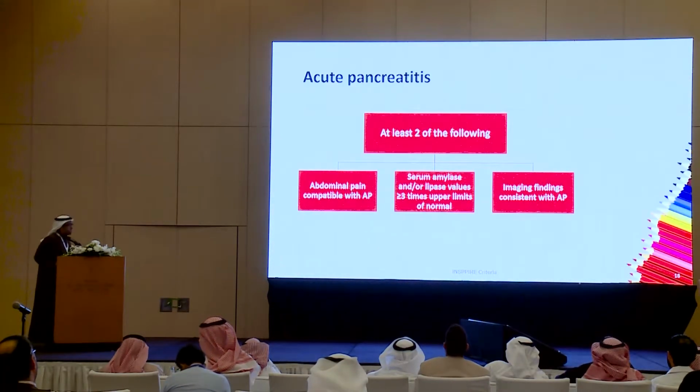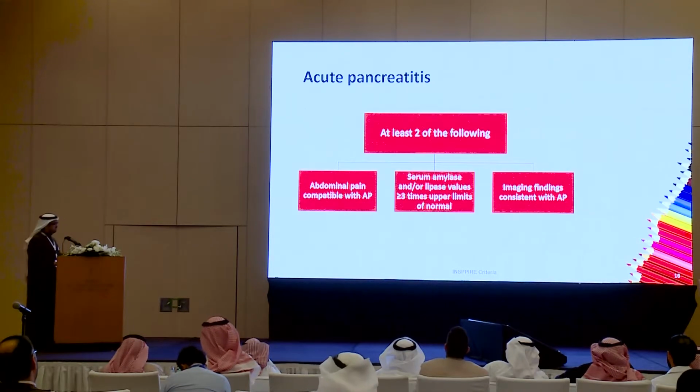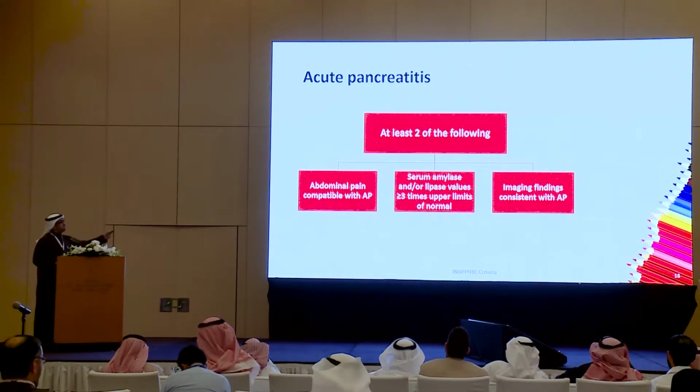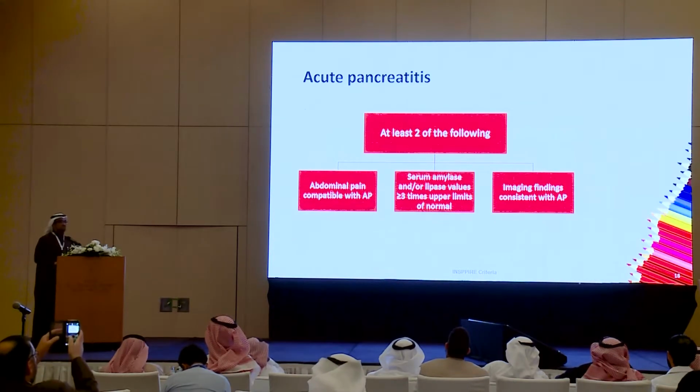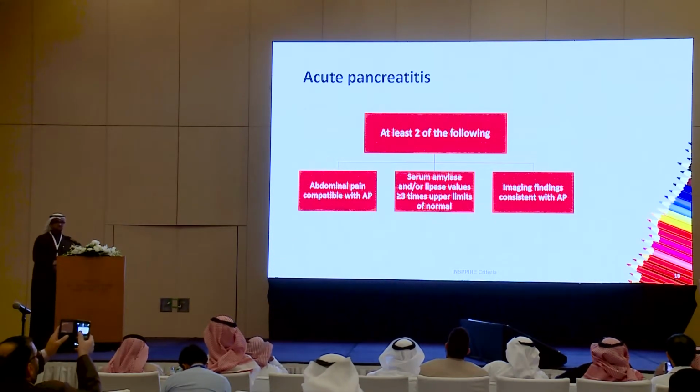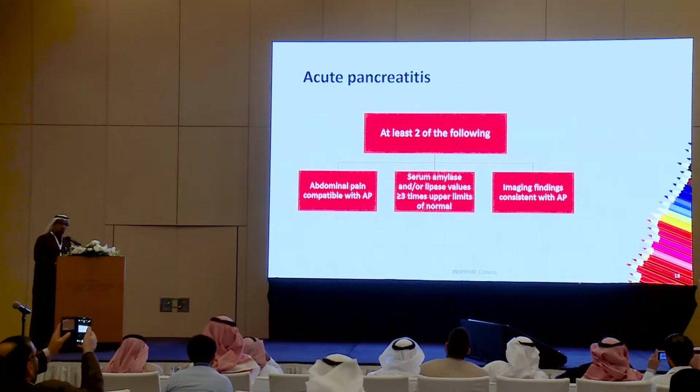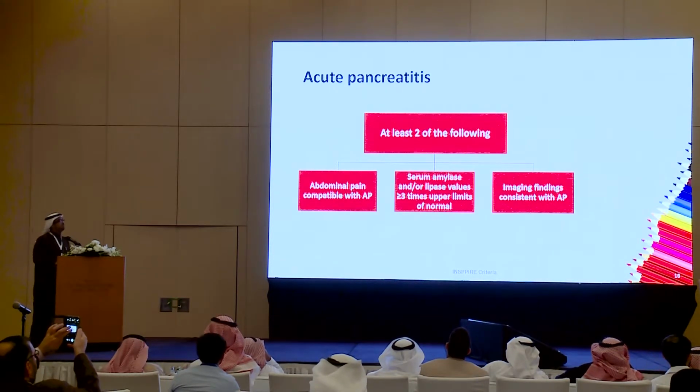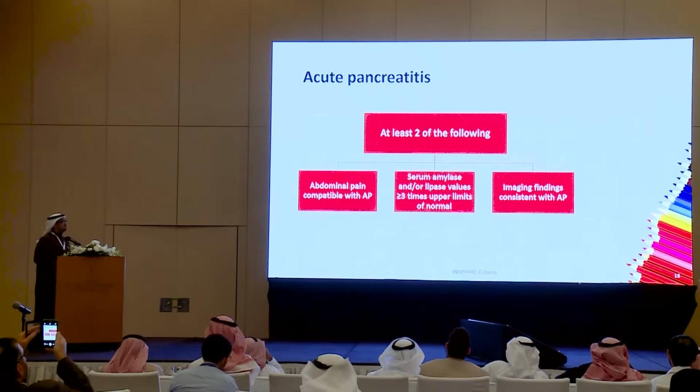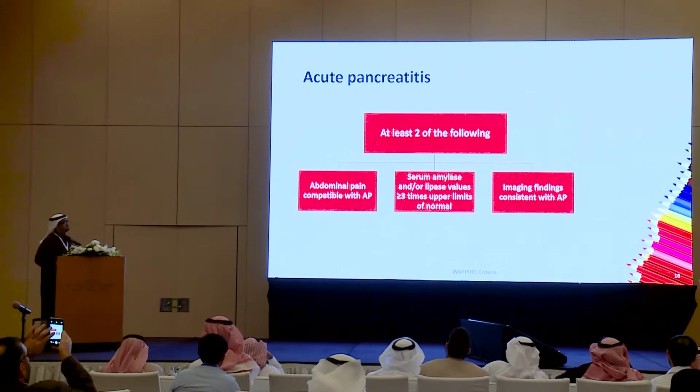How to diagnose? So this is the criteria developed by the INSPIRE group. You need two of the following. You need abdominal pain compatible with acute pancreatitis. You need serum amylase and/or lipase, one of them or both of them, but they should be more than 3-fold of the normal limit.